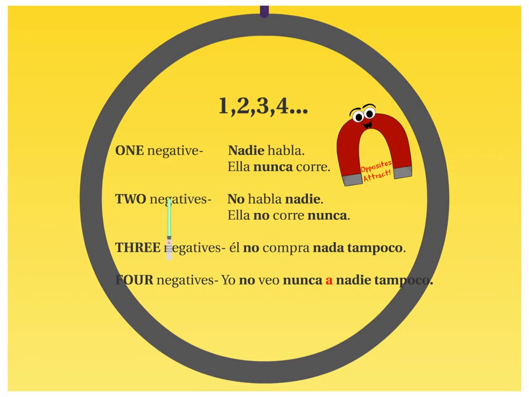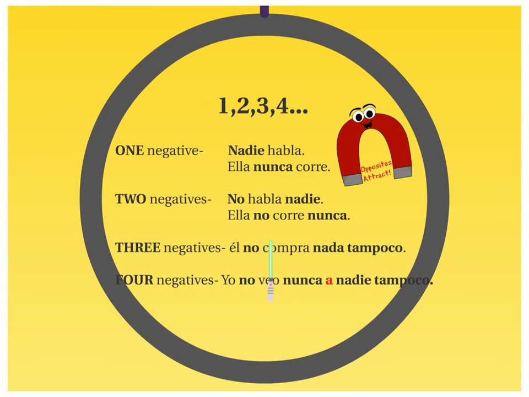If you have two negatives, I would say no habla a nadie. There needs to be a little magic letter A there. No habla a nadie. She doesn't speak with anybody. Or ella no corre nunca. She never runs. Okay? For three negatives, él no compra nada tampoco.